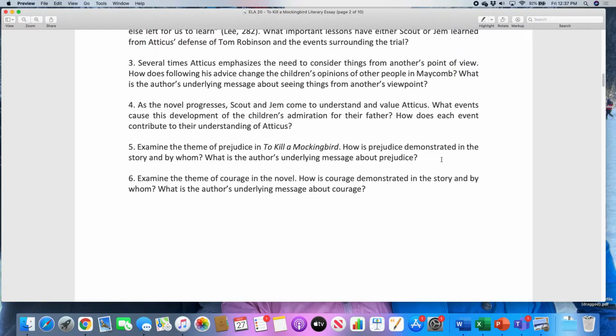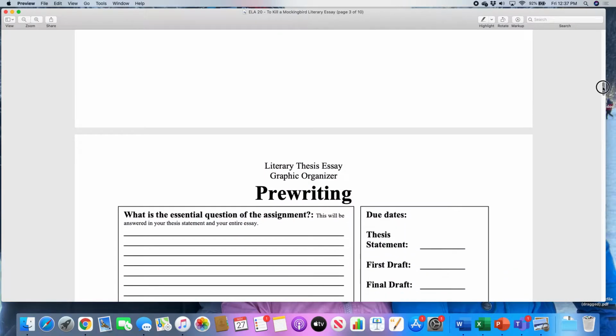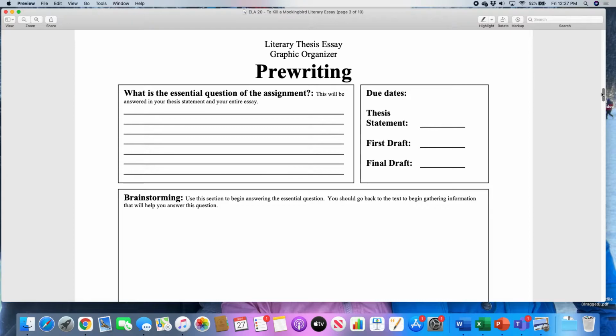Number 6, examine the theme of courage in the novel. How is courage demonstrated in the story and by whom? And what is the author's underlying message about courage? For that one, I would suggest examining 3 different events or moments in the novel where courage was displayed, explaining why that was courageous, and tying that back to your thesis about courage, okay? So here's a graphic organizer.